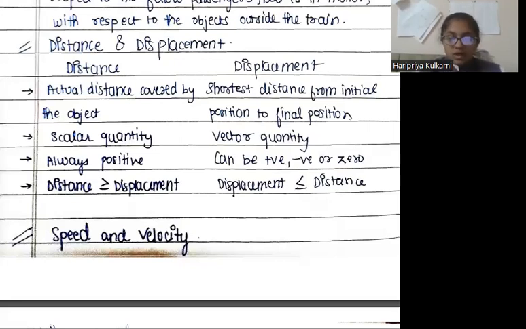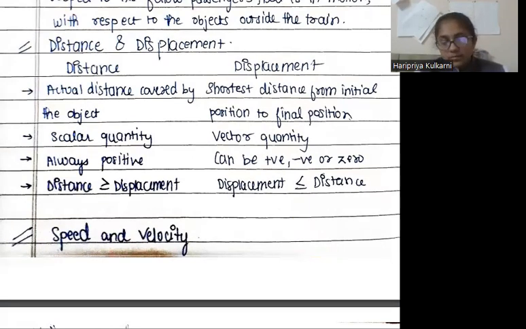For example, you have a circular garden. We'll draw it. You walked 5 rounds and you're fully tired. So what is the distance you have walked? You have walked 5 times the circumference of the circle, 5 times the whole circle. It is the distance traveled. But what is the displacement you did? Zero. Why is it zero? Because you started from this point and you again came back to this point only. So what is the shortest distance from the initial to final point? It is zero, so displacement is zero. Distance is always greater than or equal to displacement, and displacement is always lesser than or equal to distance. So these were some differentiation points.